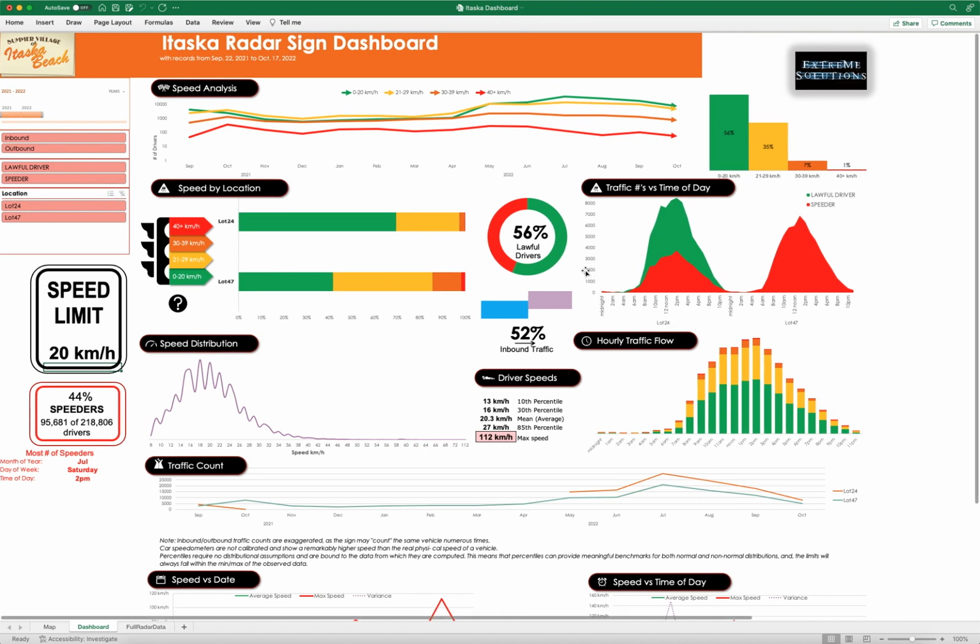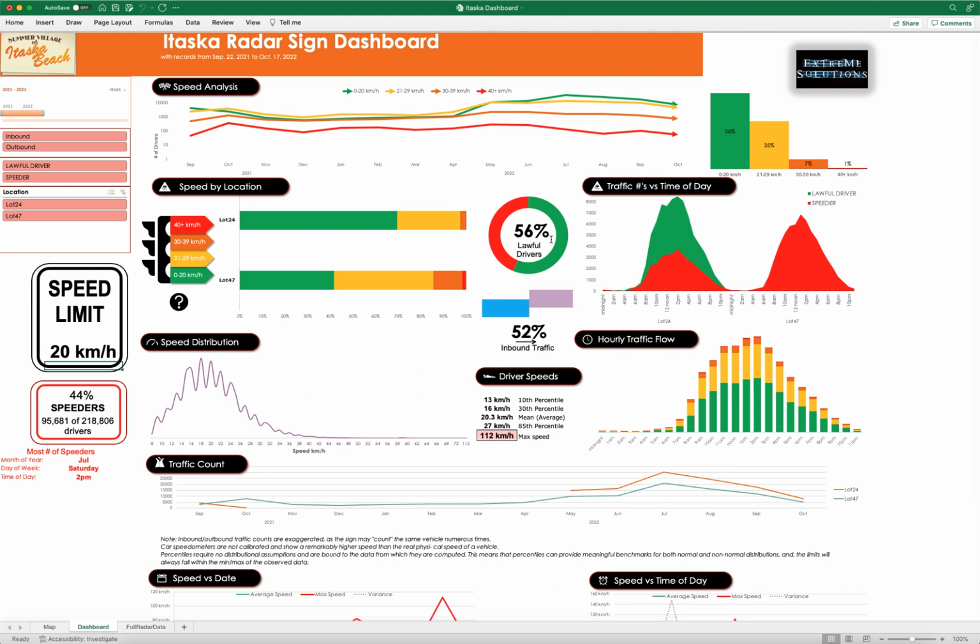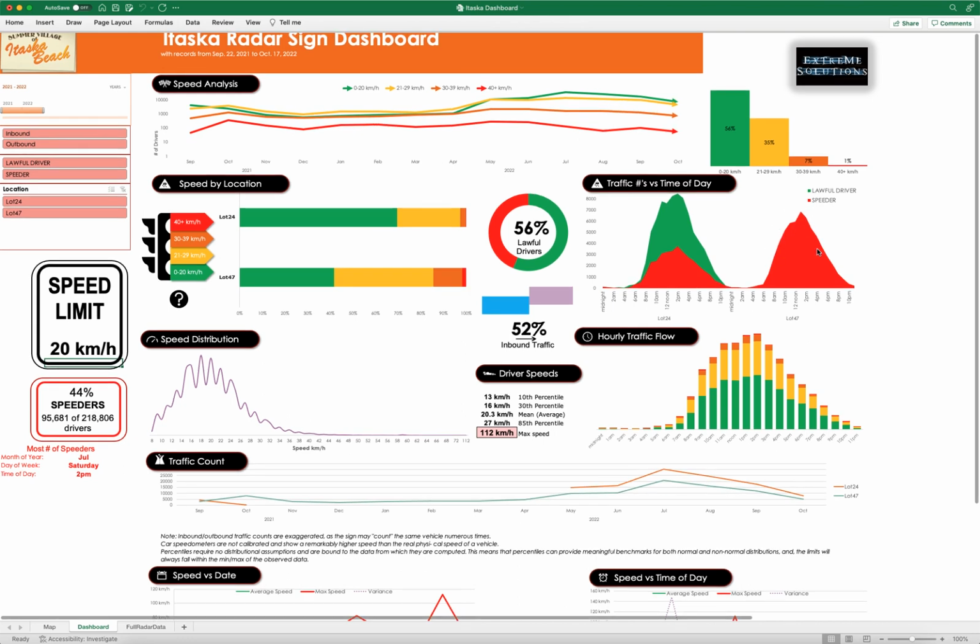Overall, the summer village has 56% compliance in lawful drivers. When we look at the locations, these are the kind of charts we want to see: the bigger amount of traffic is lawful drivers, then there are some speeders. You can see at lot 47, there are a lot more speeders than complying traffic. Our speed distribution, and this graph pretty much always looks the same, is basically a bell curve that humps over the speed limit.